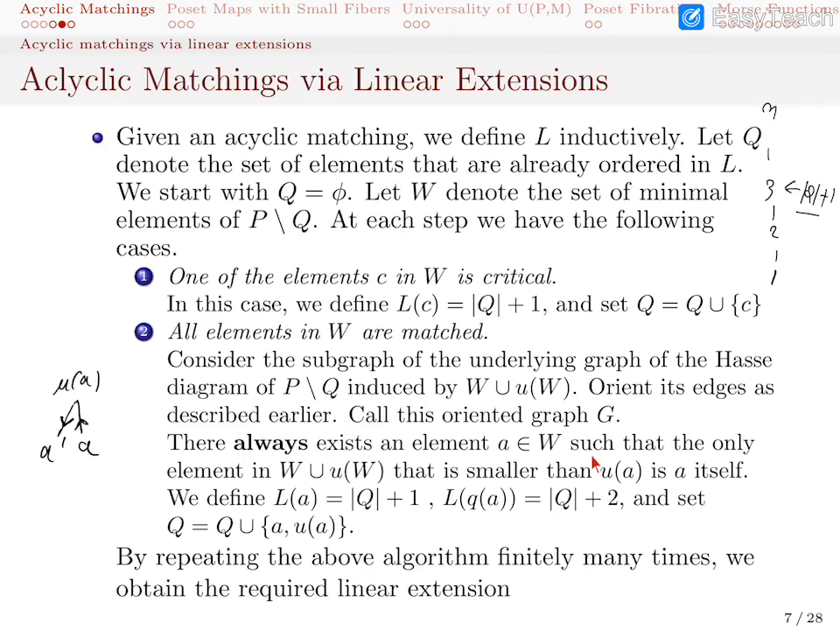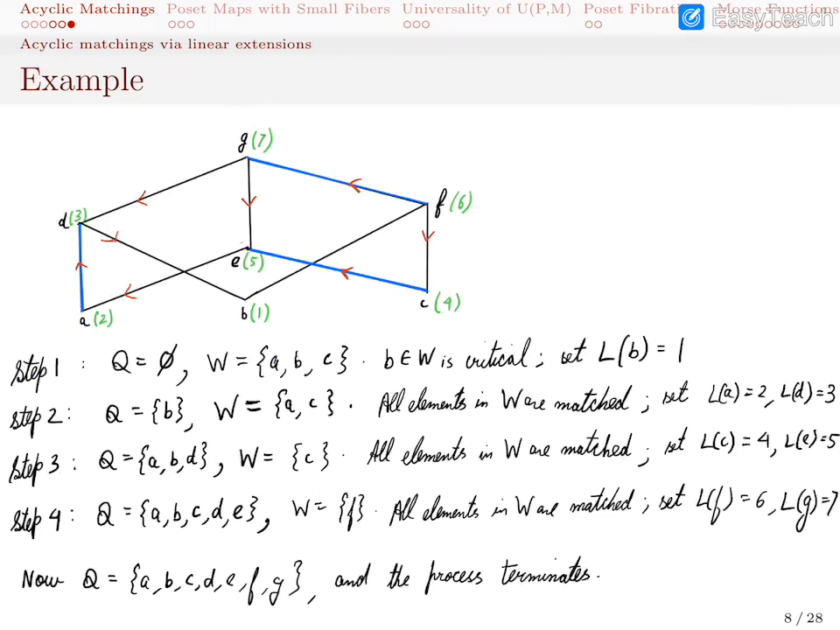So such an element A should exist, and now we are basically done when we just set L of A to be |Q| plus 1, and L of U of A to be |Q| plus 2, and finally set Q equal to Q union {A, U(A)}. And you can clearly check that this algorithm terminates, and when it terminates we have a linear extension.